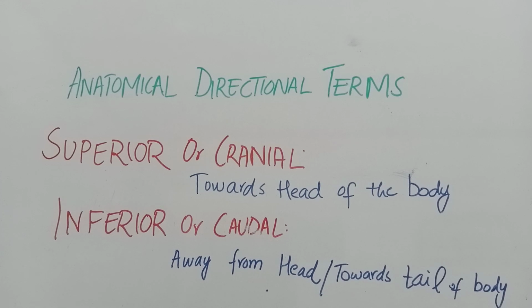Now the next terms are superior or cranial, inferior or caudal. These terms refer to the vertical axis. Superior means higher, inferior means lower. The cranial or superior means towards the head end of the body or closer to the top of the body. For example, head is superior to the neck. The inferior is any structure which is present away from the head or towards the tail of the body. For example, foot is present at the caudal end.